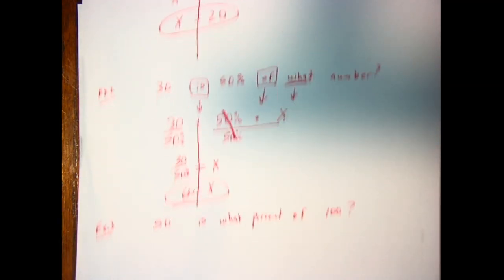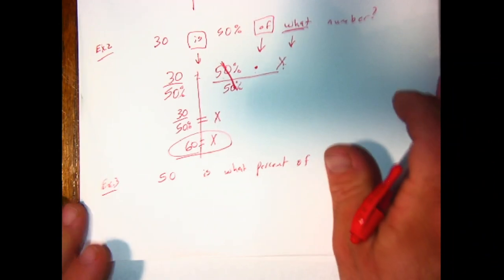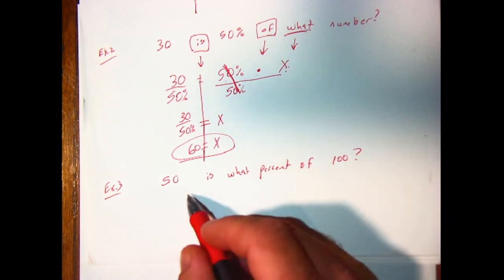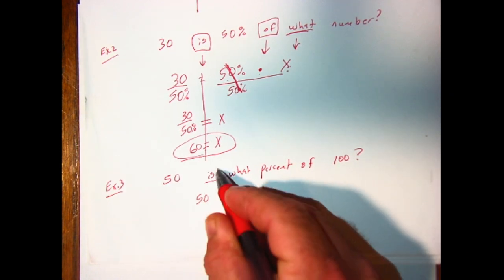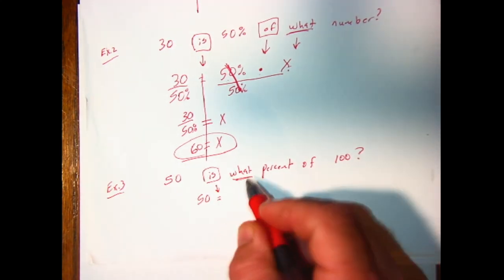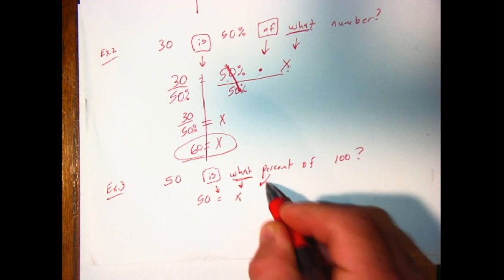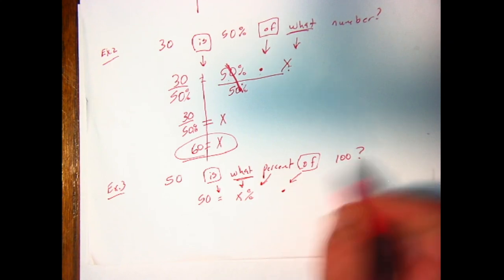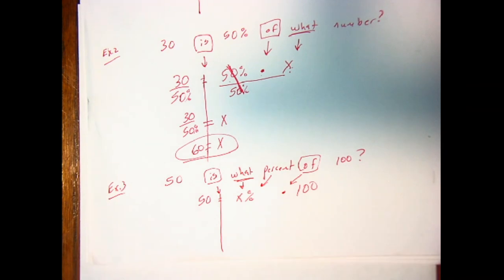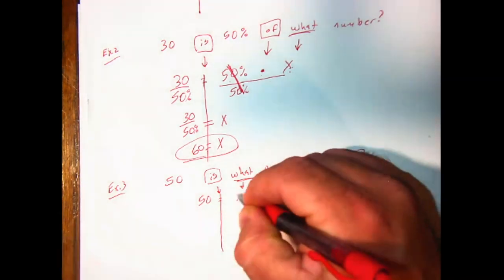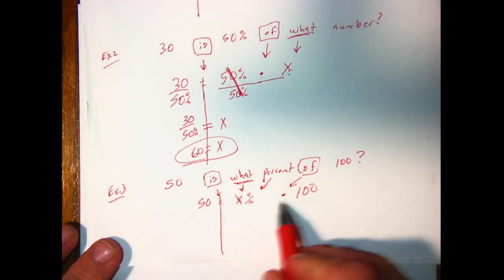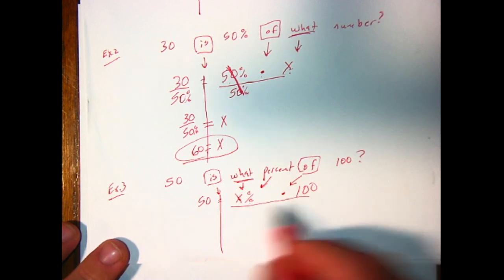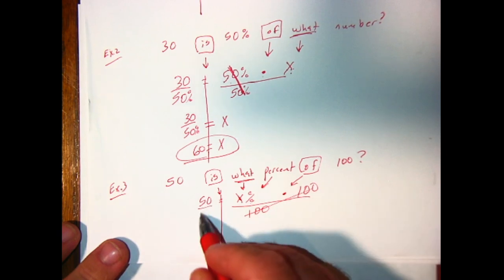One more example. Okay, in this example it says, 50 is what percent of 100. So 50 is just 50. Is means equals again. What is x? It says percent. Of means multiply. And then 100 is just 100. We need to get the x on one side by itself. So we've got x percent times 100. So it's being multiplied by 100, correct? So we're going to divide by 100 to get rid of the 100.